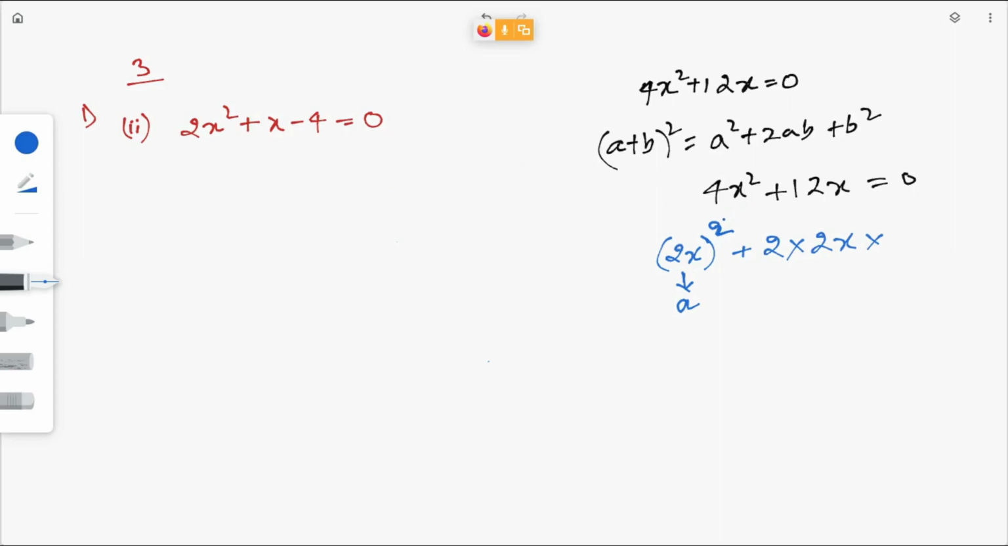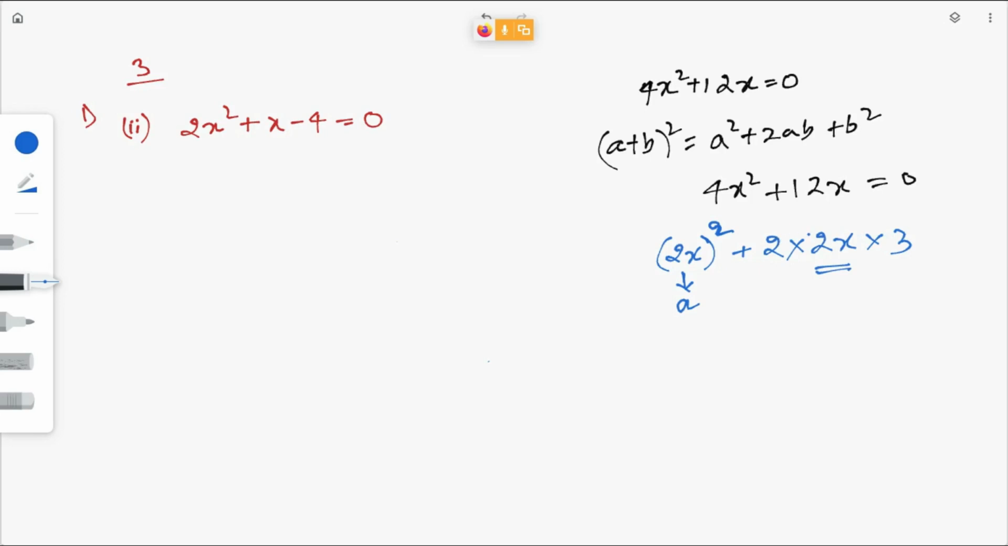In the initial problem, x was our a, right? But here, what is our a? 2x is our a here. Okay, so here you need to write 2x. Next, 2 into 2x into how will we get 12 here? So 3. So 6. If you write 6 here, 6 2s are 12, 12 2s are 24 you will get.